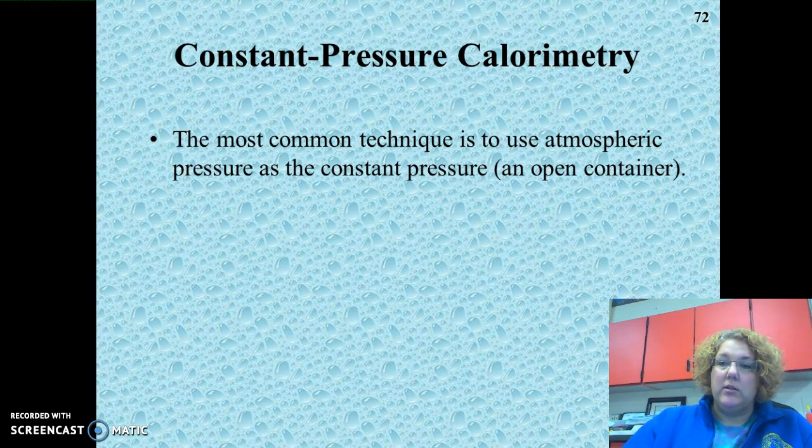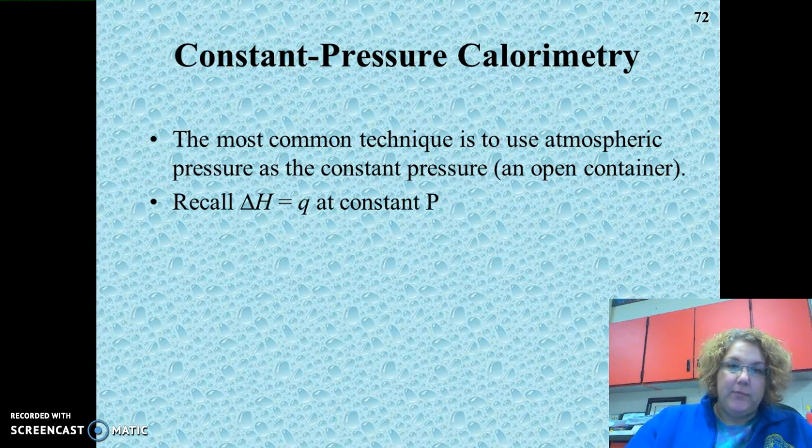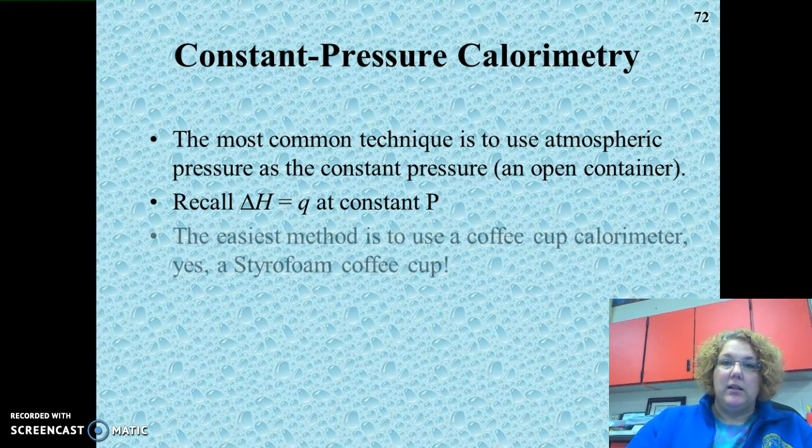We're going to use 2 styrofoam cups nested together to provide insulation, but we're going to keep our reaction at constant pressure by using just a simple coffee cup. It's also called coffee cup calorimetry. So delta H is the same as Q if we're at constant pressure. That way we stop our system from doing any work by keeping it at constant pressure. So our delta H is simply Q.